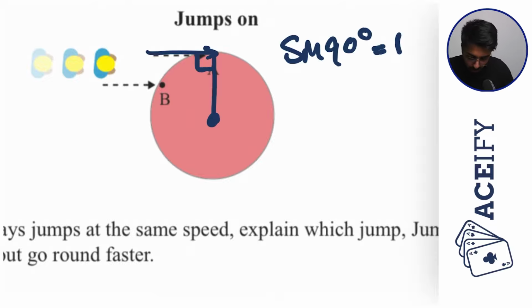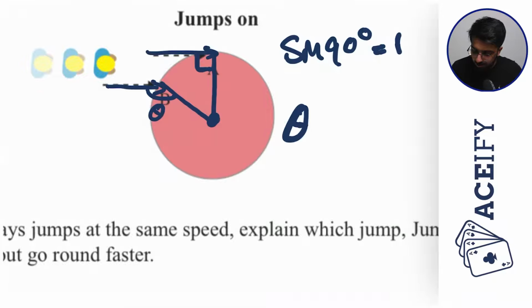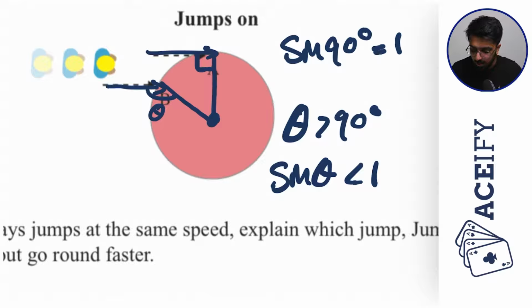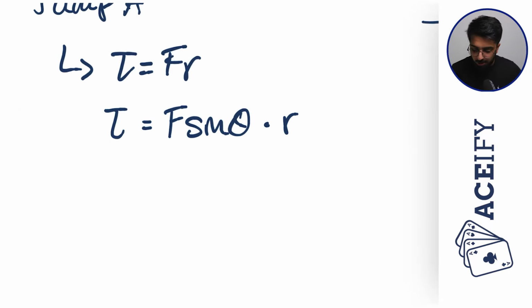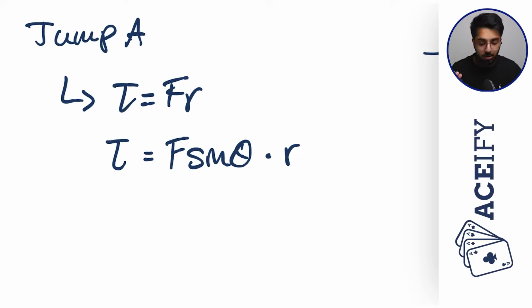However, at B, if we draw our lever right there, we are applying a force like this, and so therefore there's an angle right here, and that angle is obviously greater than 90 degrees. If the angle theta is greater than 90 degrees, then sine theta is going to be less than 1, and so our perpendicular force at B is going to be less than at A. And so, if our force is less at B than at A, our torque at B is going to be less than at A. And so A will apply the most torque.